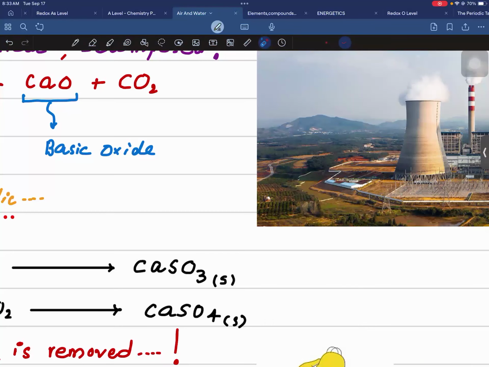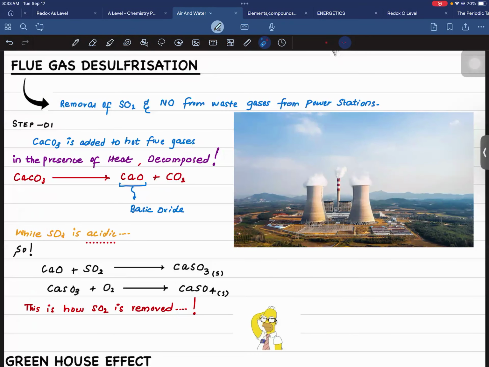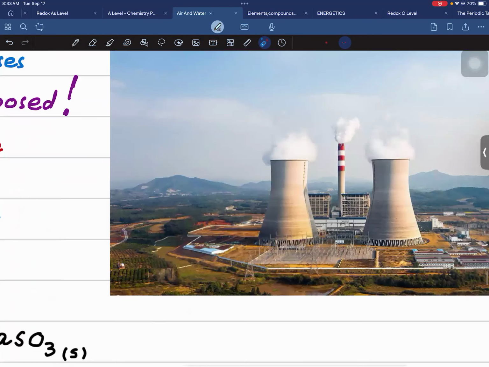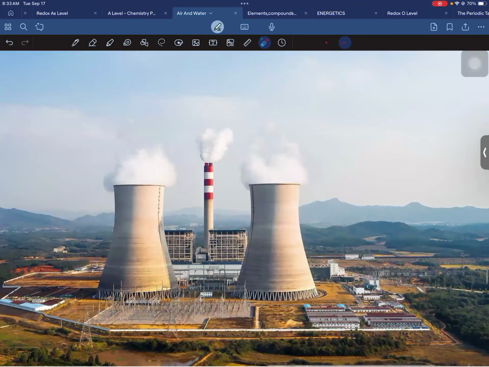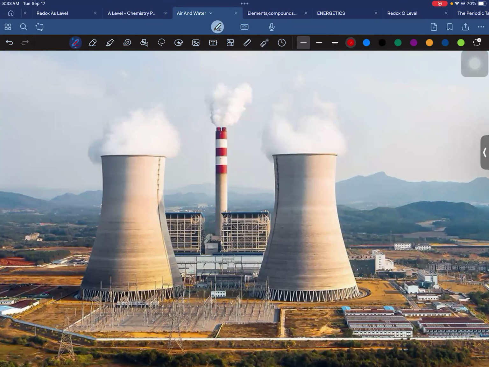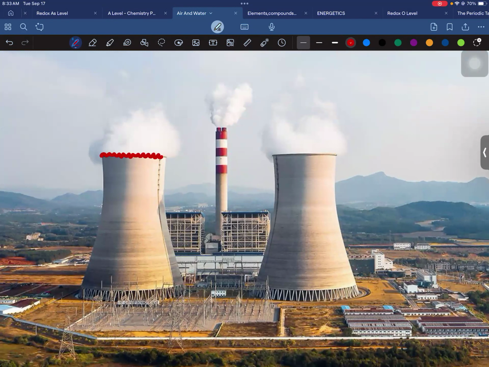Are you all getting my point? Should I explain it slowly once more? Okay. I'm telling you that I want to remove SO2 from here. So what I do is add calcium carbonate over here. Then calcium carbonate produces calcium oxide because it has been decomposed at a higher temperature. Then this is finished.